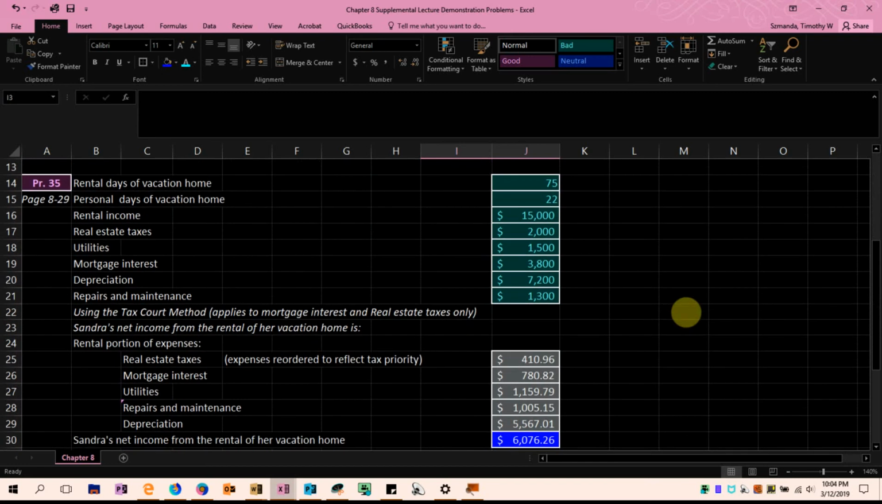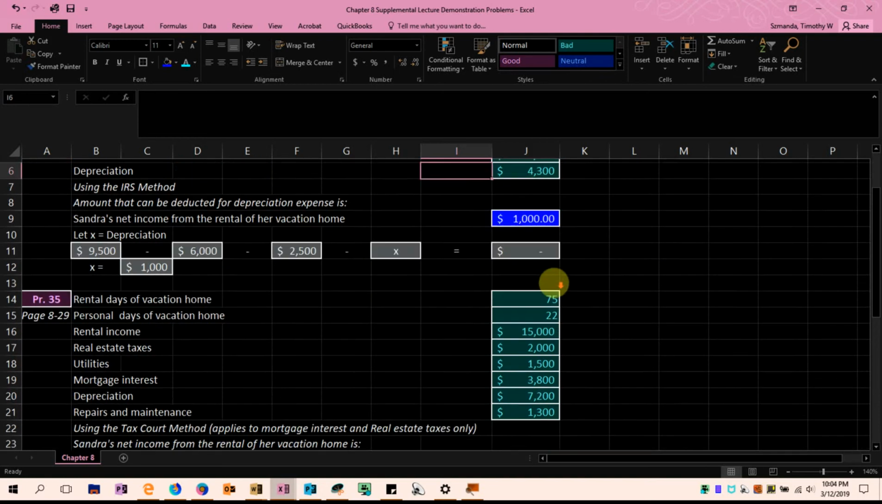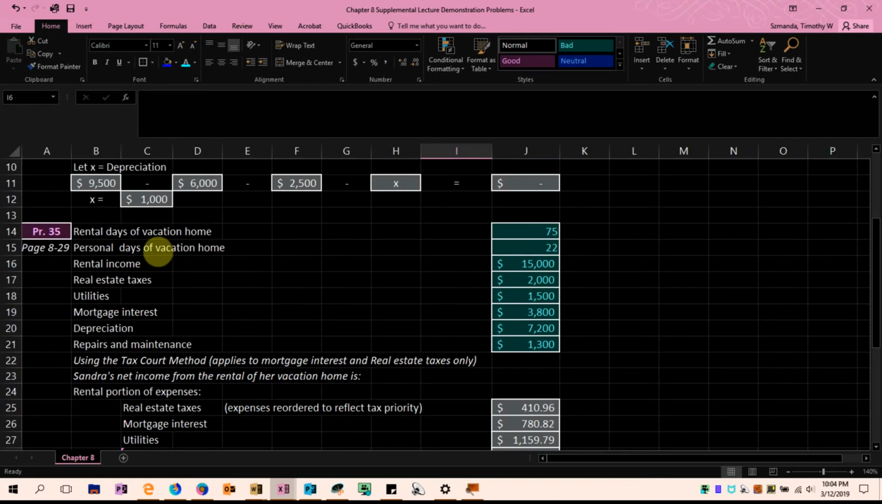Another example is problem number 35 on the bottom of page 8-29. Here, well, we have to do the allocation. Above, the allocation was done, so we just needed to determine how much of the expenses we could deduct. Here we have to allocate between rental use and personal use.